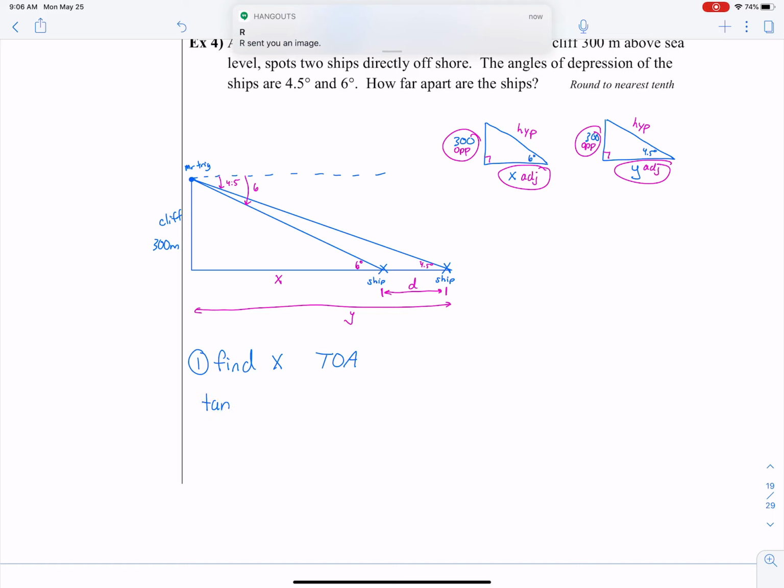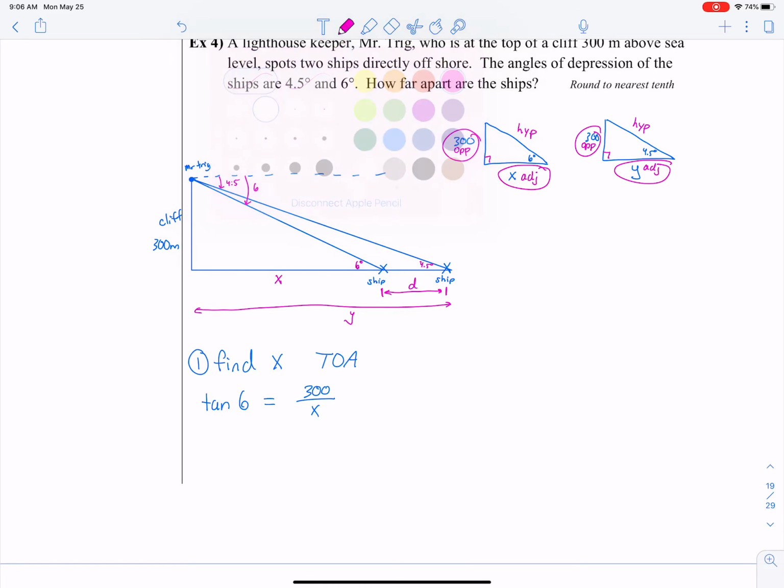So tan of 6 is equal to 300 over x. So we can switch these. So we get x is equal to 300 over tan of 6. And when I do that, I get 2854.31 meters.